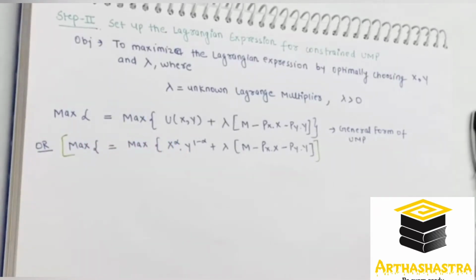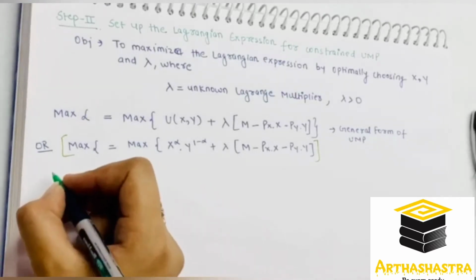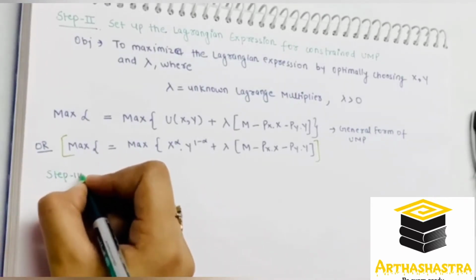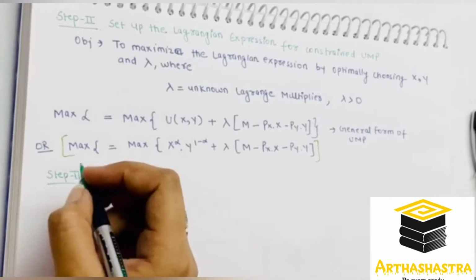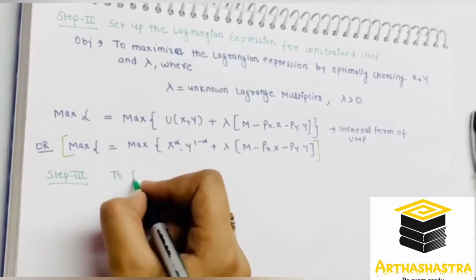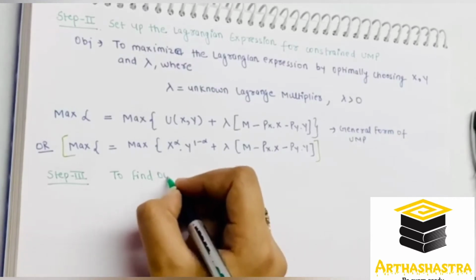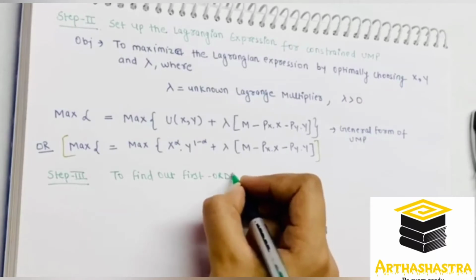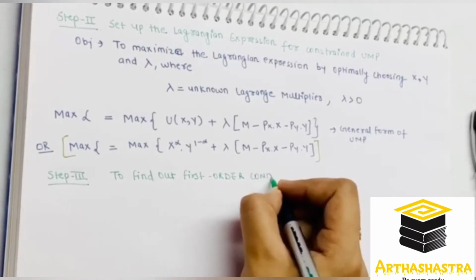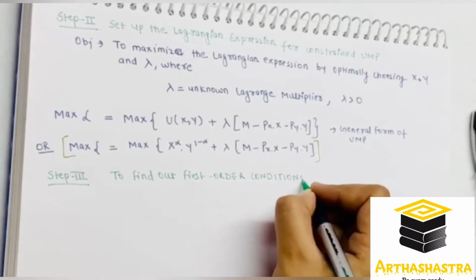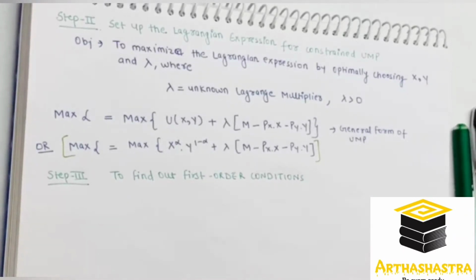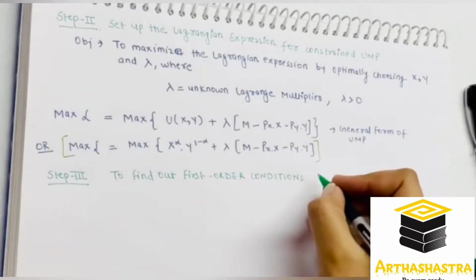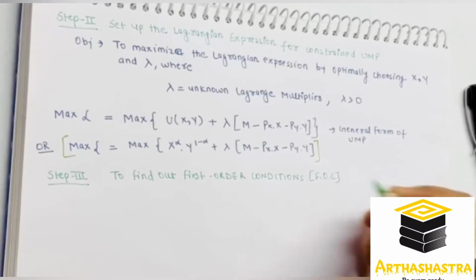Our next step is to set up the first order conditions. So our step 3 is to find the first order conditions. Please mention these steps when solving any question in your paper to get full marks in numericals. We also call it FOC.